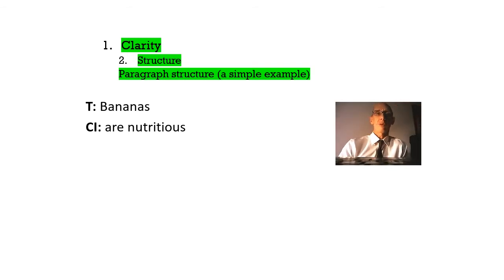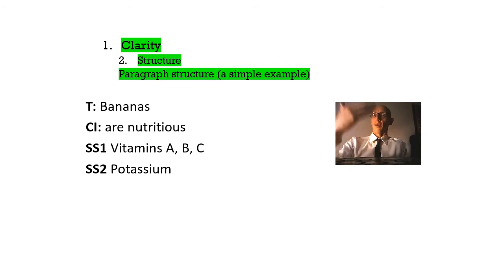Okay, great. Okay, so where's my support? Well, the first thing is they've got vitamins A, B, and C. Does that support the idea that they're nutritious? Yes, it does. So that's working. This is called coherence. You know, it all sort of makes sense.